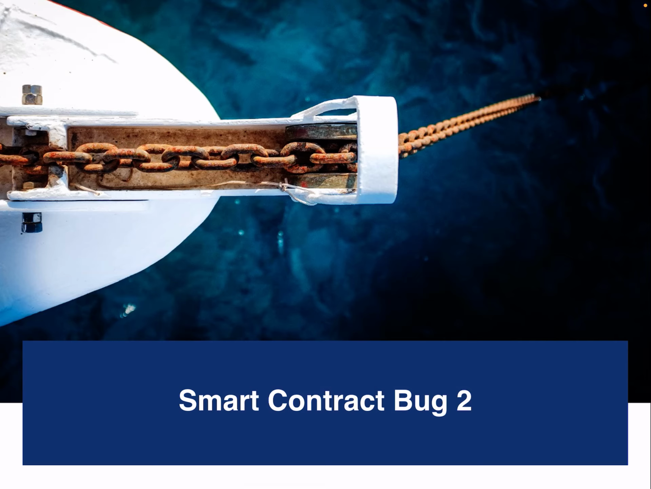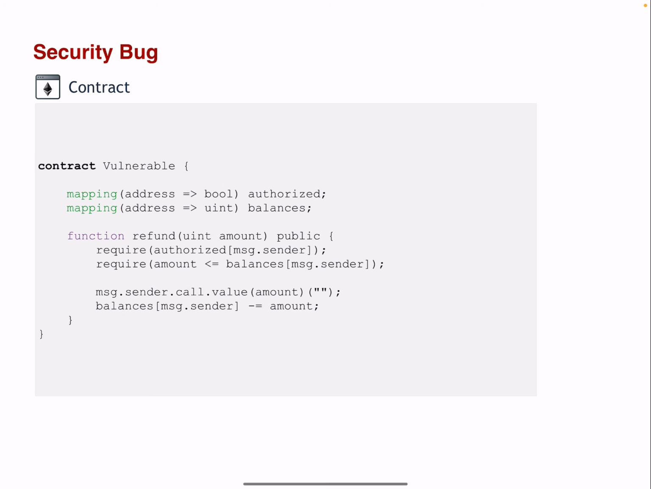So let's look now at a second smart contract bug. Again, please take some time to read this particular smart contract. Okay, so this is a contract that's called Vulnerable. It has two maps, one that maps from an address to a boolean and the other one from an address to uint. They're called authorized and balances.